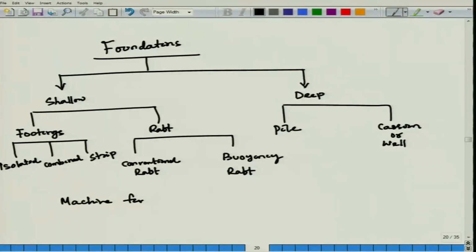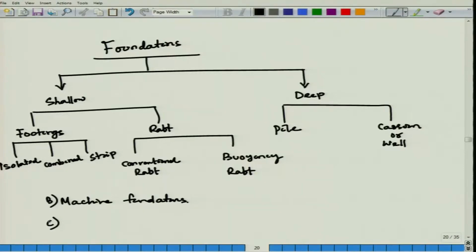Another part, machine foundation, will come into the picture. If I classify into two parts, shallow and deep, that is fine. Another is your machine foundations. Right, this is your machine foundation.